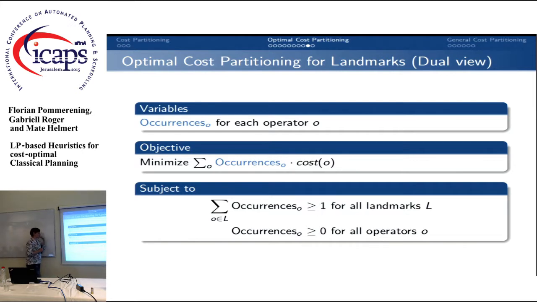And now it becomes really clear how the landmarks get into the LP formalization. If we have a landmark L, we just know that the sum of all operator occurrences of this operator must be at least one, because we must apply at least one of these operators. And we also know that in a plan, each operator cannot occur negatively often, so it must be at least 0. So in this way, we can really get the best heuristic estimate out of a set of disjunctive action landmarks.